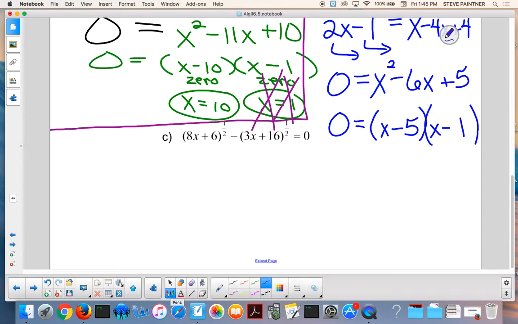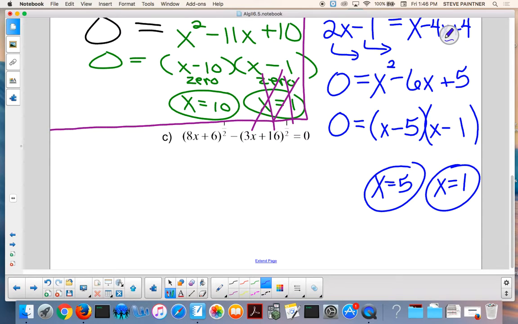Is -5 times -1 equal to 5? Yes. Is -5 plus -1 equal to -6? Yes. Okay, now it works. I have the factors correct. To get the answers out, it's pretty simple. It's x equals 5 and x equals 1.